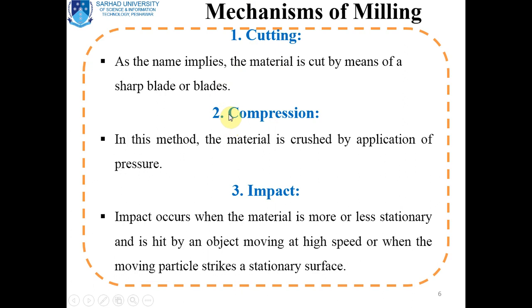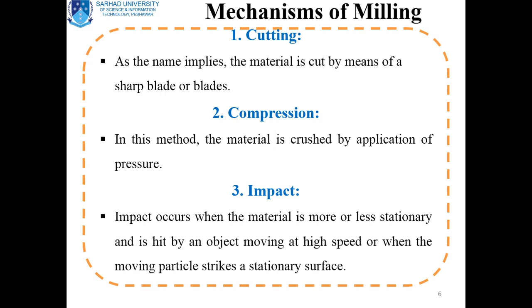The second mechanism is termed compression. In this method of particle size reduction, the material is crushed by application of pressure. Pressure is applied, and by utilizing the pressure, the material is crushed, and this crushing by pressure application is termed compression.